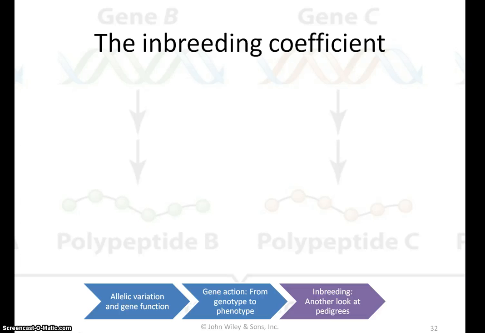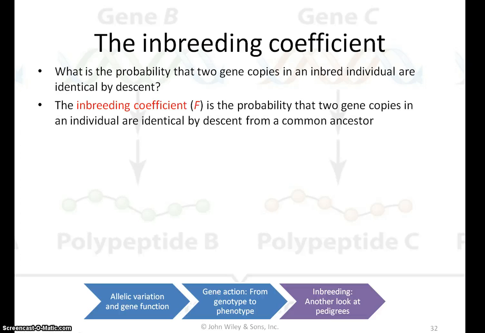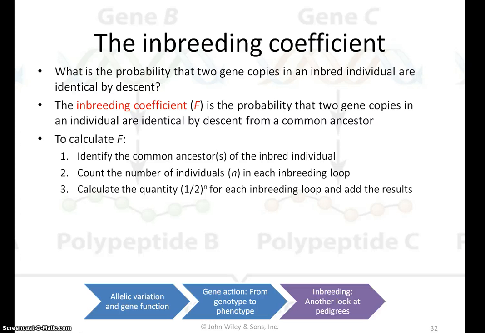In this case, we do not count the inbred individual himself or herself in the inbreeding loop. All right, so the inbreeding coefficient, as I said, is essentially the probability that two gene copies in an inbred individual are identical by descent from a common ancestor. So they're identical to those gene copies you would find in that common ancestor. To calculate that coefficient, abbreviated F, first you identify the common ancestor of the inbred individual, then you count the number of individuals in each inbreeding loop, which I just showed you on the previous slide. Then you calculate this quantity, (1/2)^n, n meaning the number of individuals in the inbreeding loop.